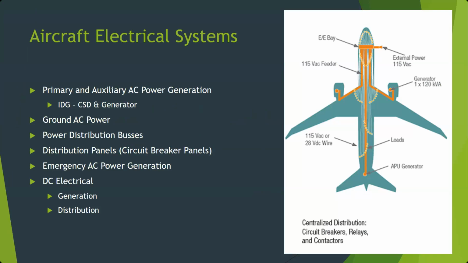So the layout diagram you can see there kind of shows where the main power sources and buses are located on a typical transport aircraft. On this aircraft, you can see we have two engines, which are where we generate most of our power. We also have an APU that typically can generate power. Somewhere we're going to have what's called an E&E bay, electrical and equipment bay, or an avionics bay that has most of our primary power distribution.